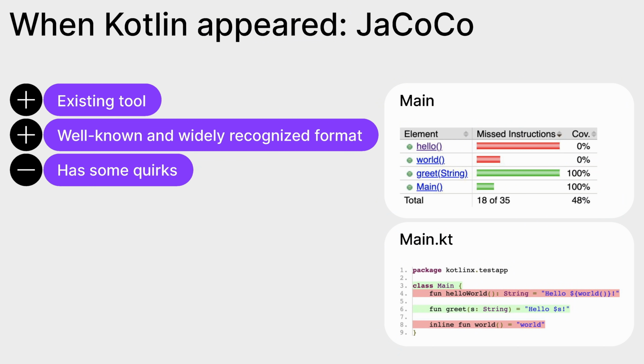In our example, it marked the greet function as covered, but it didn't mark the world function as covered, because it is an inline function, and in Kotlin code it has been inlined, and the actual function in bytecode has never been called. So we may conclude that we can use Java tools with Kotlin, but for some Kotlin-specific features, like inline functions, they require some additional work.